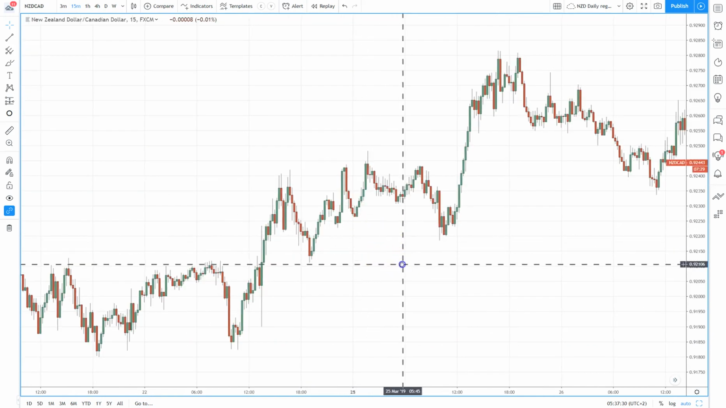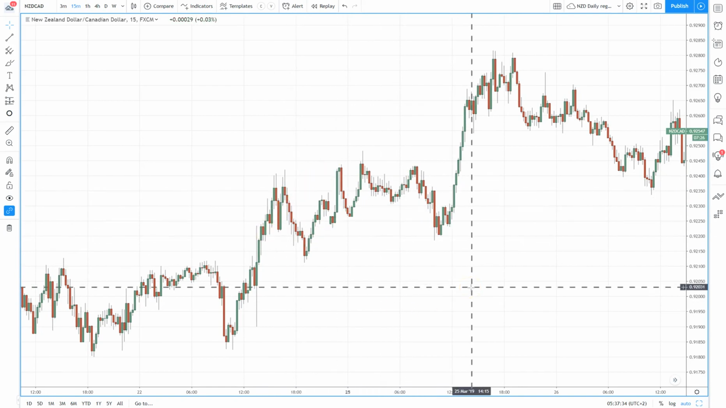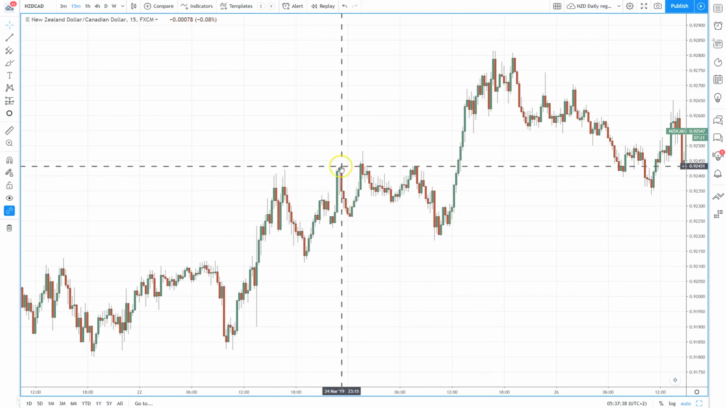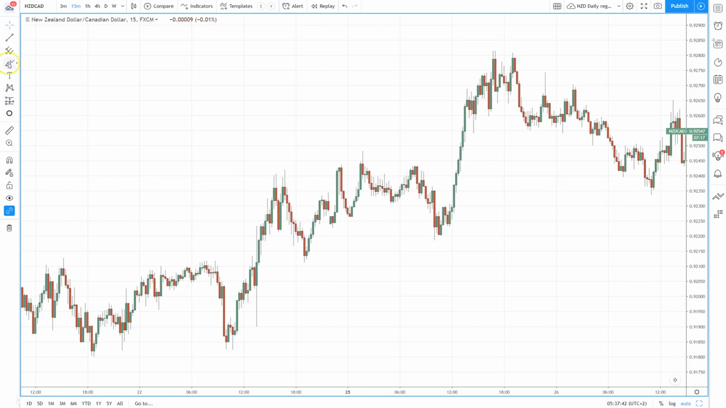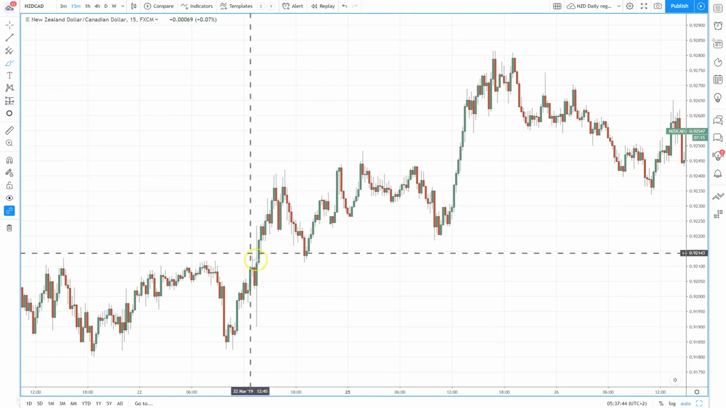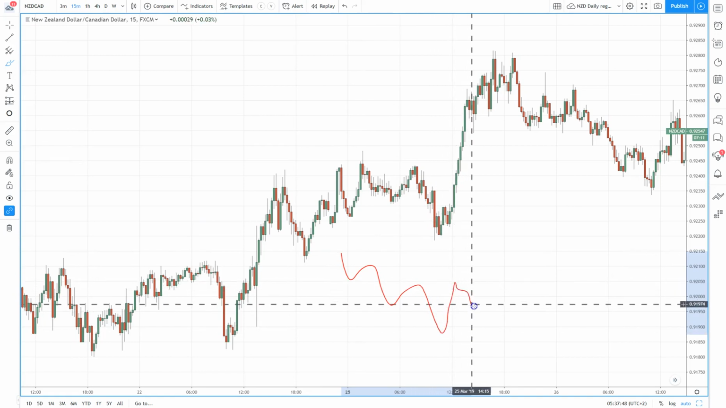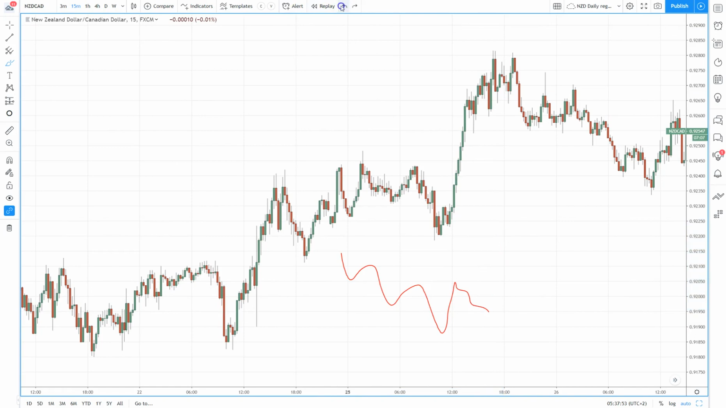And here we go. So this is that whole pullback, and this is a very, very tricky one because the pullback is quite shallow, or it's a big range basically, and not very orderly, where it comes down in a nice set of swings like this, giving us a V formation test, and then it takes off. None of that.